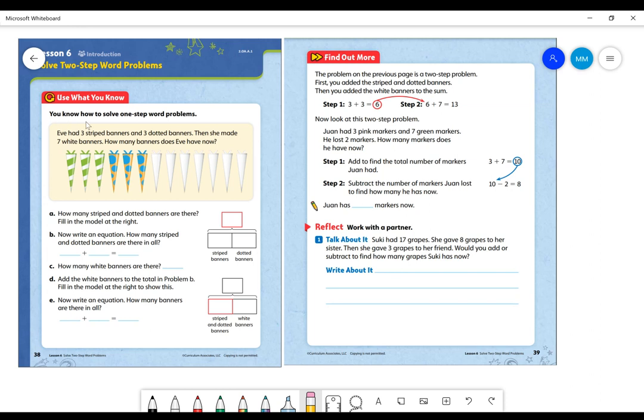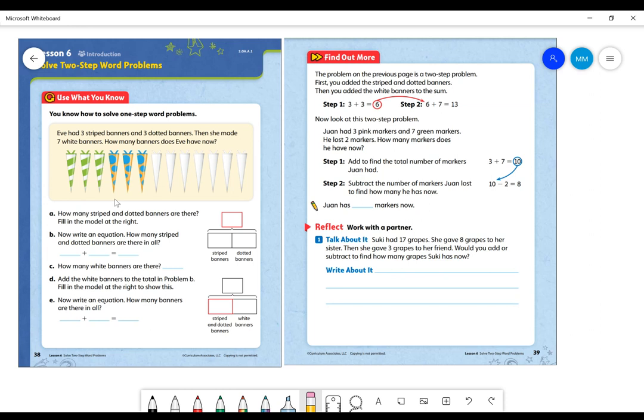It says, you know how to solve 1-step word problems. Eve had 3 striped banners and 3 dotted banners. Then she made 7 white banners. How many banners does Eve have? So, as you can see, the person who created this lesson decided to give us a picture first to give us an idea of what this would look like.